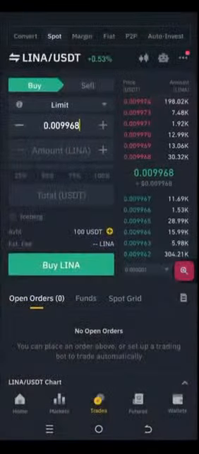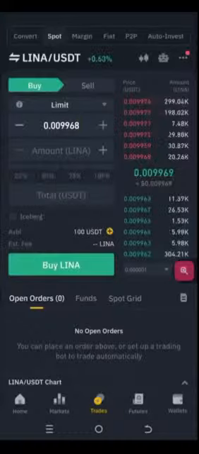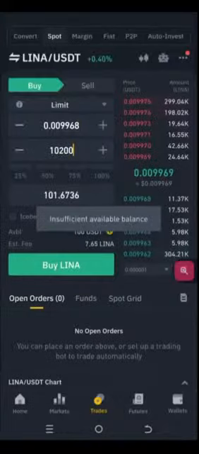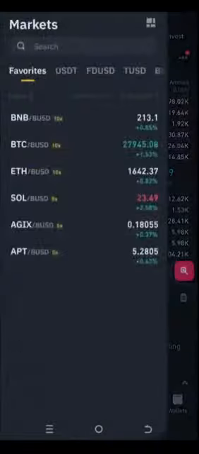I hope this is going to work, right? By the way, this is triangular arbitrage. Okay, so let's go ahead and see this. So I'm just going to put this in here and see. Oh, $1.67. Not bad at all. 1.67%. Let's go.